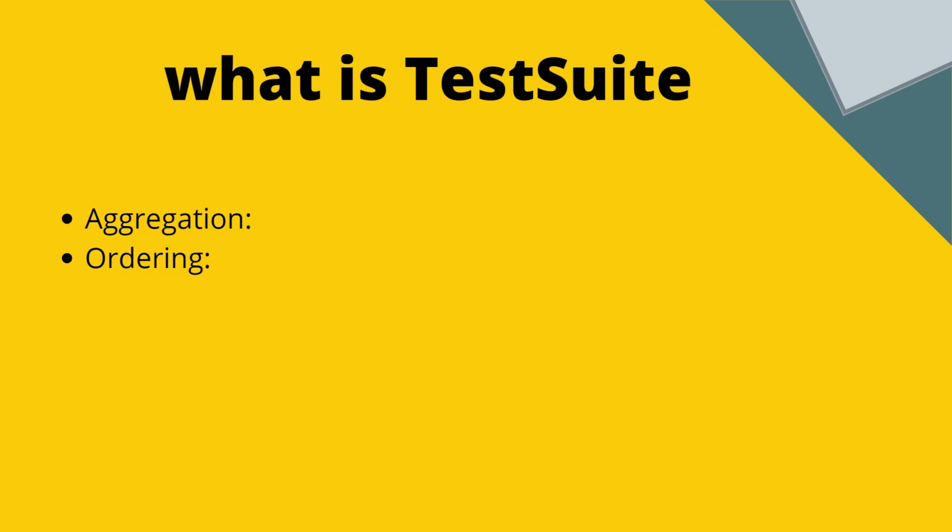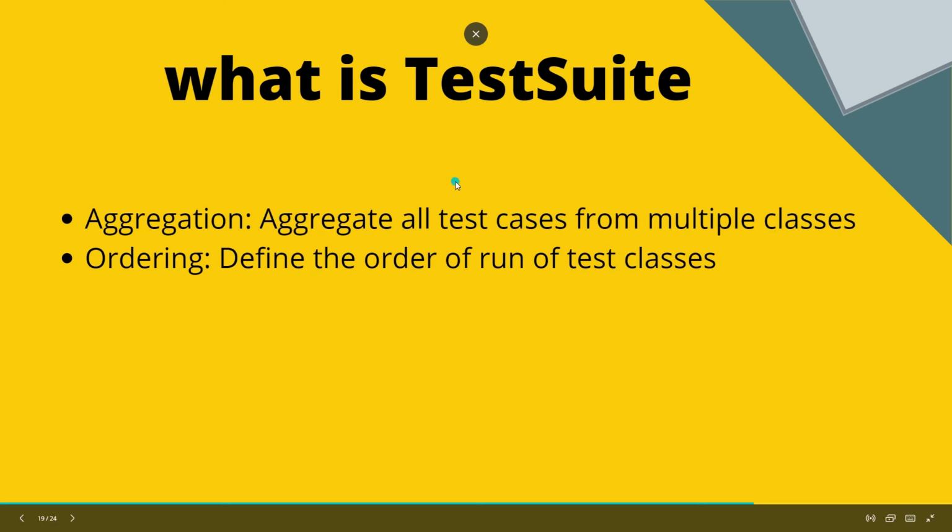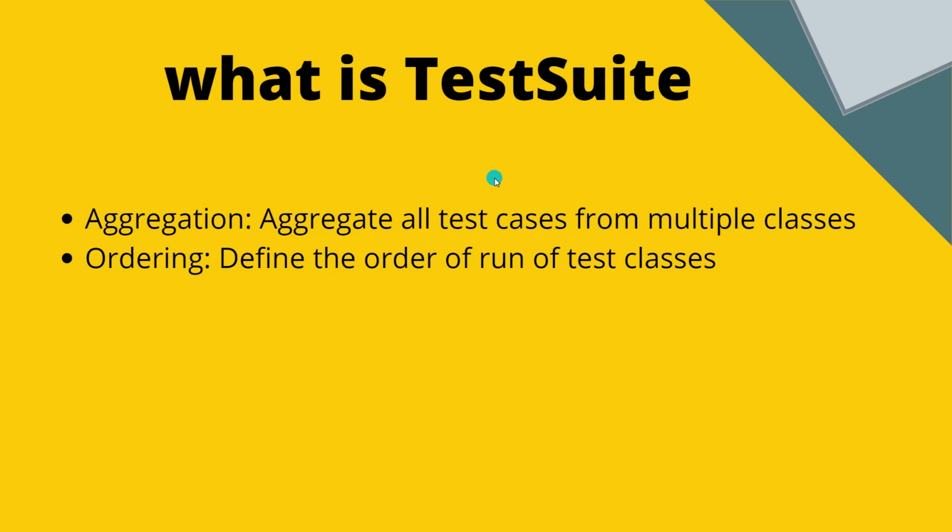Now that we have created a TestSuite, let's see what a TestSuite actually is and what the advantages of using it are. TestSuites are basically used for aggregation and ordering. When aggregation and ordering come into the picture, we are talking about more than one test class, so we can see how to combine multiple test classes and decide the order of execution.